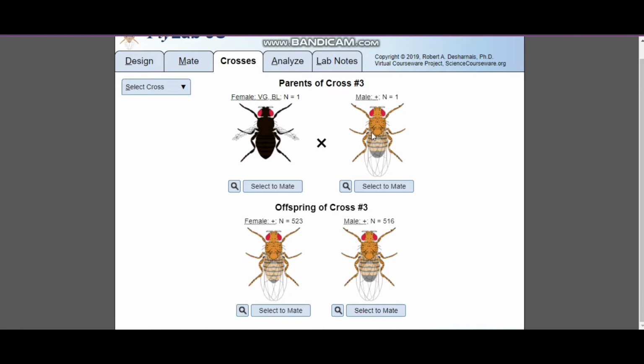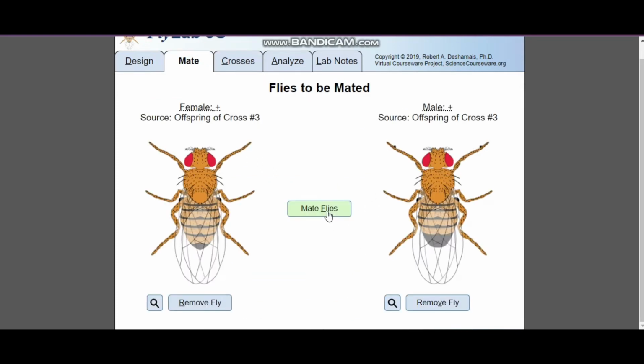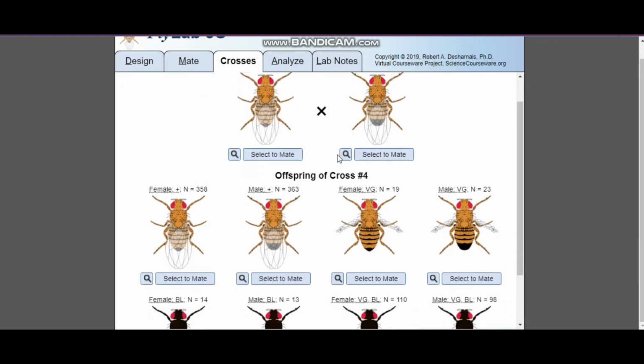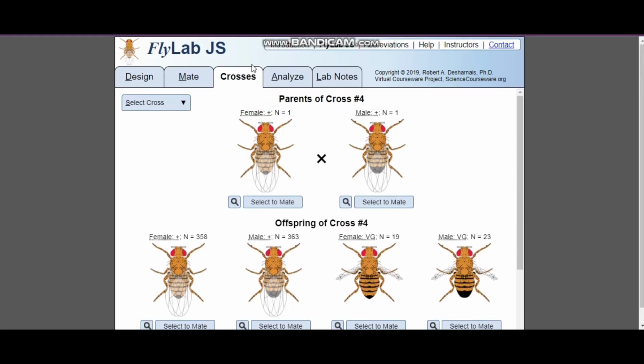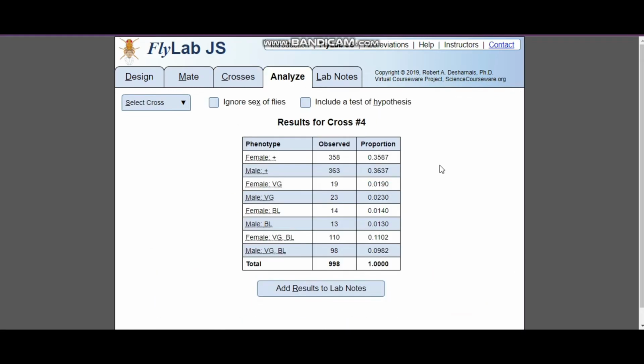So as you can see, this is the cross between the female and male fly. So at the bottom we can see the F1 offspring. So next we are going to mate these two F1 offspring. So this is the result for the F2 offspring. So next we're going to analyze the data.